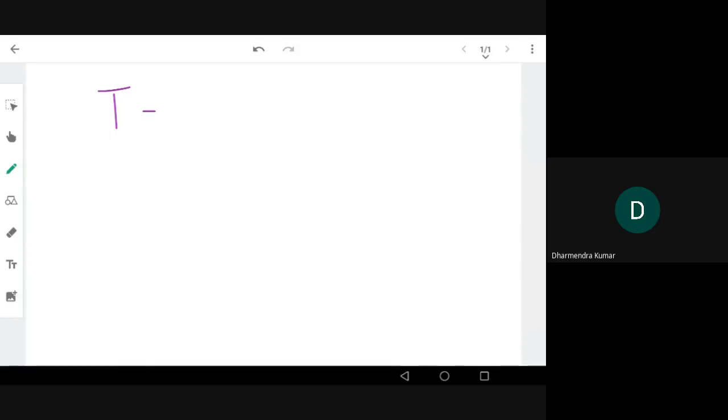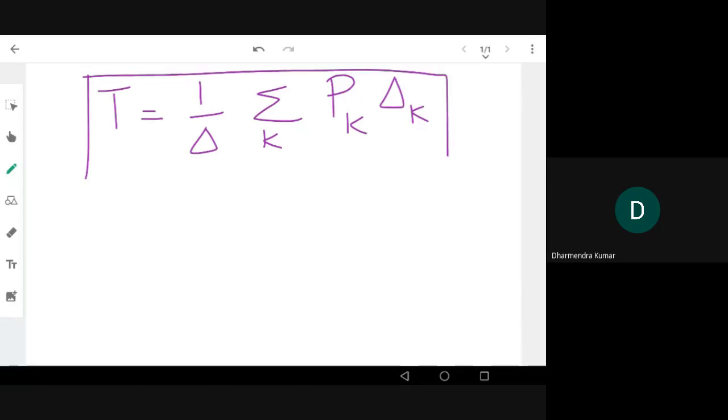Transfer function can be derived using Mason's gain formula, which is 1 divided by delta, sigma over k paths, k individual elements, Pk, which is the forward path gain of the kth forward path, into delta k, that is delta of the kth path. So this is Mason's gain formula. Now we'll see what are the different elements of this formula and how to apply this formula. So let's see.